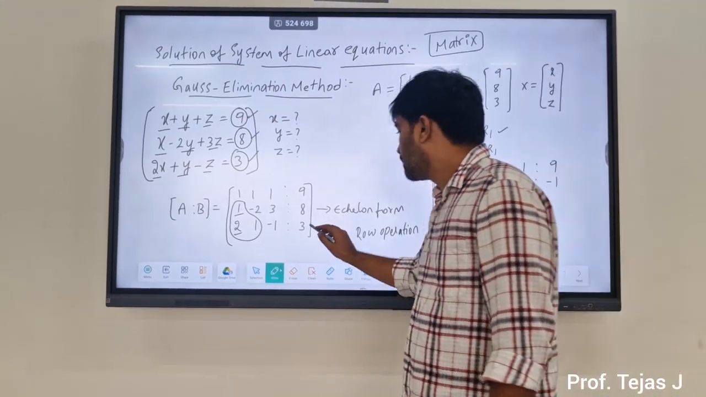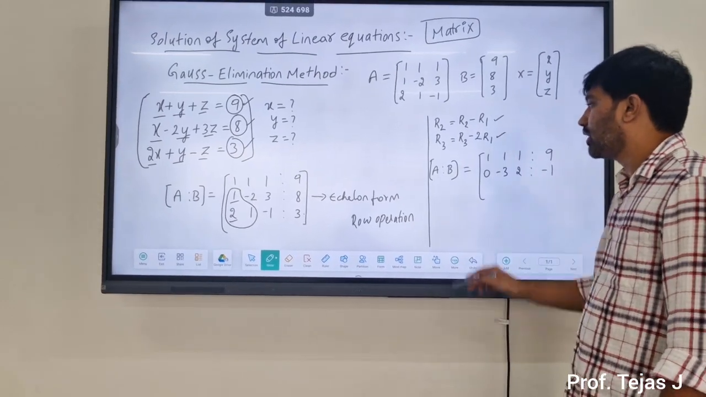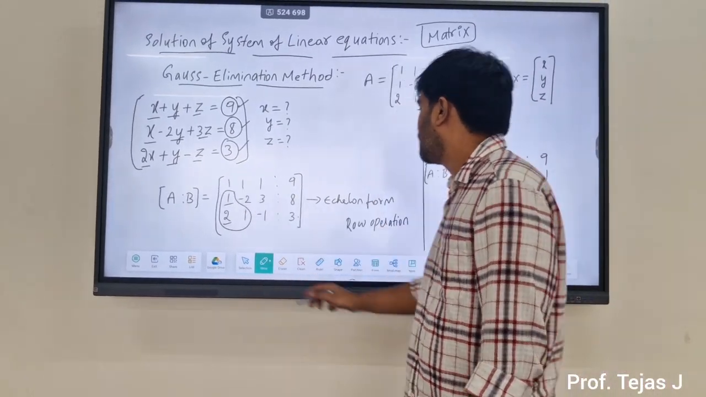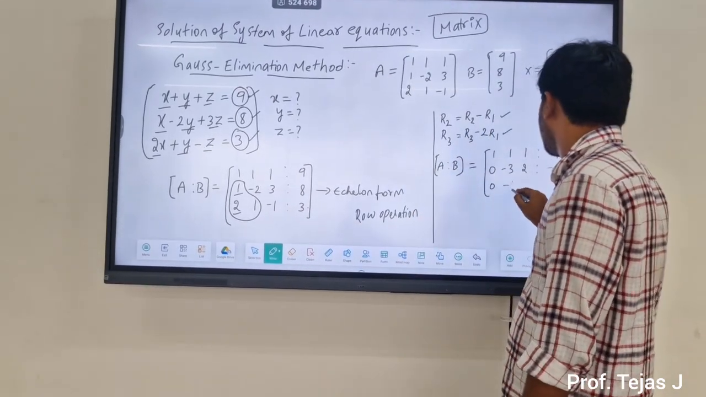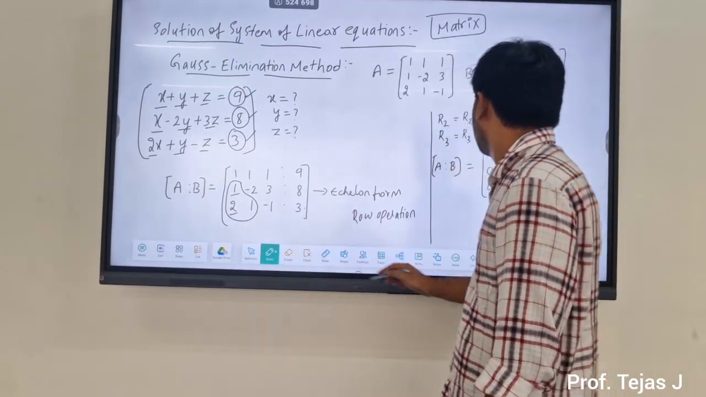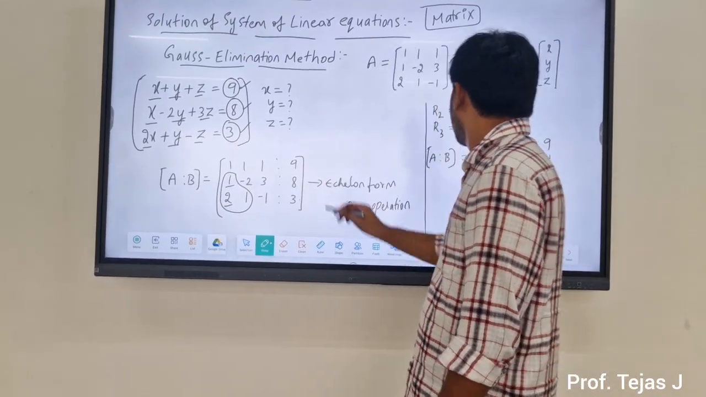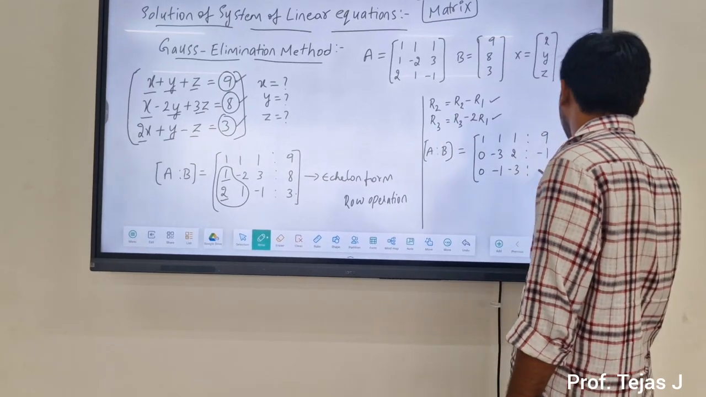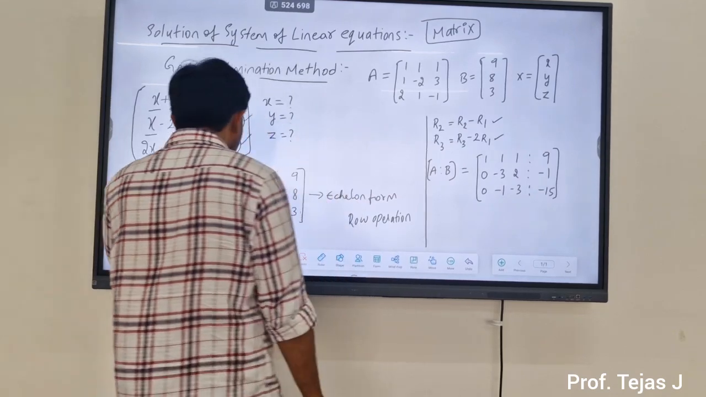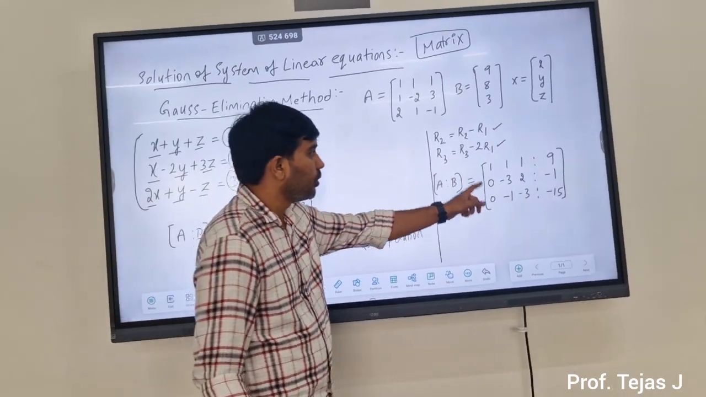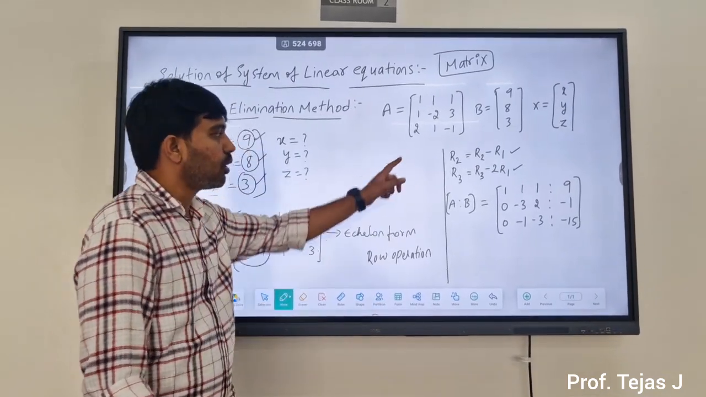Now for the third row, we use the second operation, that is R3 minus 2 times R1. 2 minus 2 is 0, then 1 minus 2 is -1, then -1 minus 2 is -3, and the constant value will be 3 minus 18, which is -15. So this is how we make these two numbers 0 using the row operation of applying a particular operation to the rows.